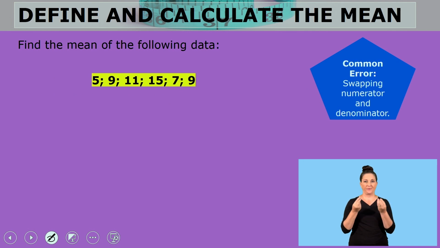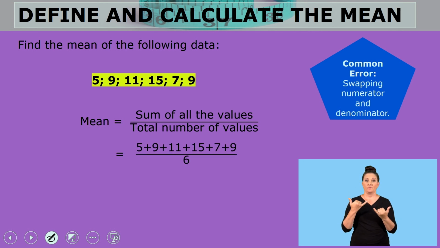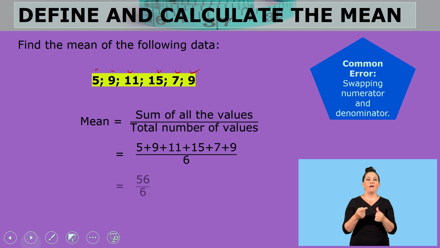And here a common error is swapping the numerator and denominator around. So if you look at my example here, I have the sum of all the values at the top, the numerator, and the total number of values at the bottom, the denominator. So the mistake is to swap the two around. Can't do that. So I add up all the values, divide by 6, because there's 6 total values. 1, 2, 3, 4, 5, and 6 of them. And this gives me a final answer of 9,33.